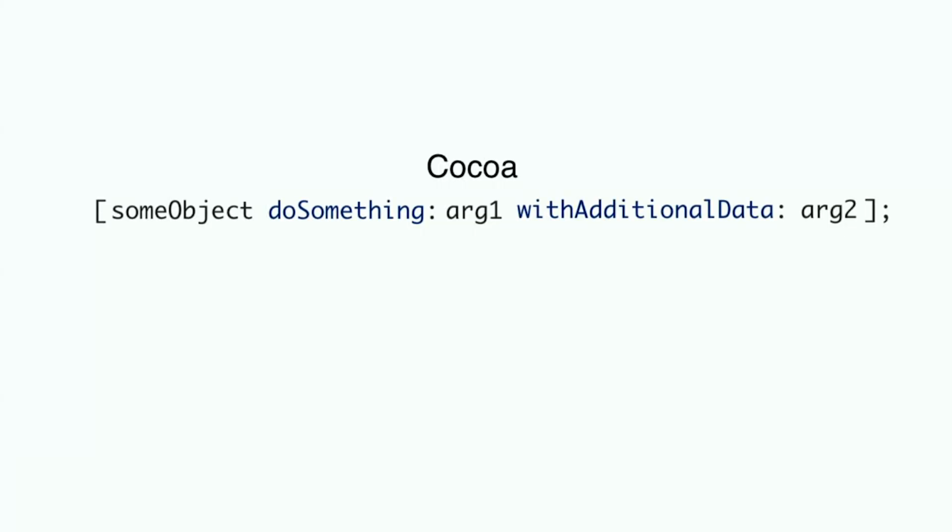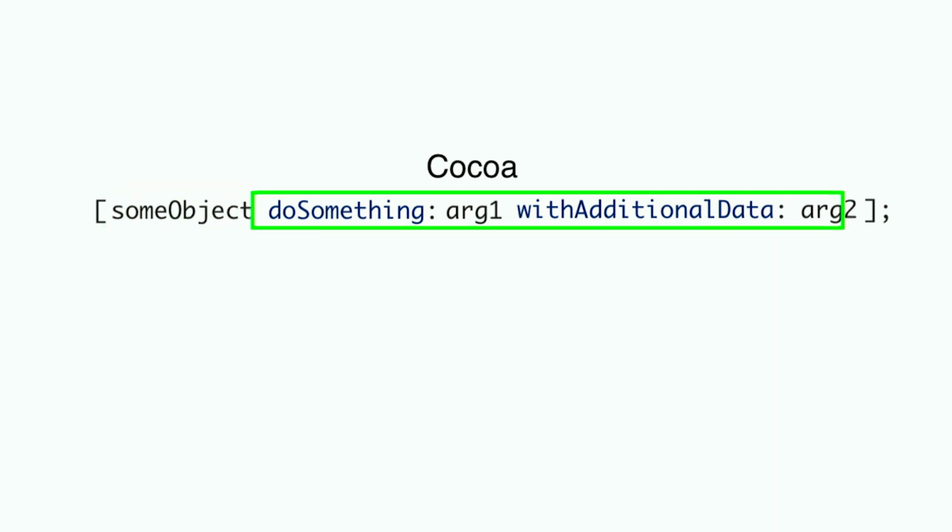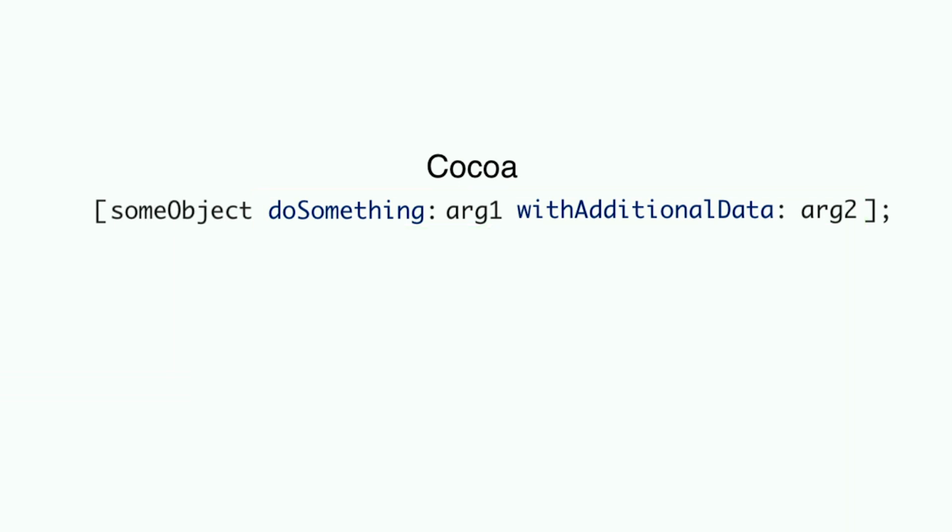So here's an Objective-C method call. We have some object, and we tell it to do something using argument 1 and with additional data in argument 2. Now to convert that to legal Python syntax, we have to get rid of those square brackets around the outside. That's used in Python to mean something else.